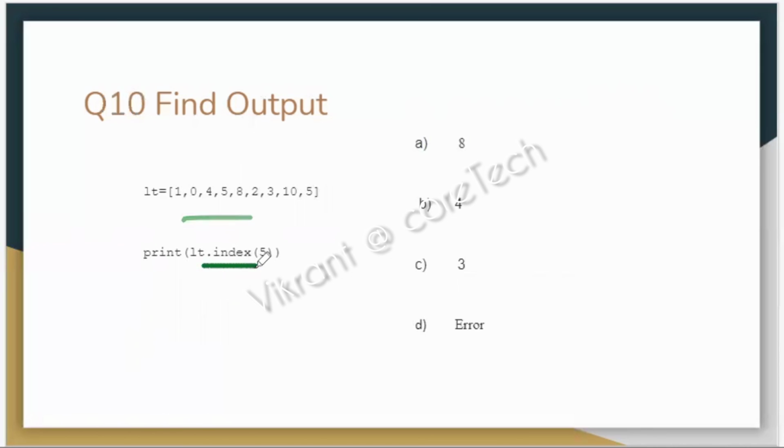The list, and I wish to find the index of 5. The problem is we have 5 here also and here also. Since nothing is given, let's give importance to the first 5, which is at number 3.